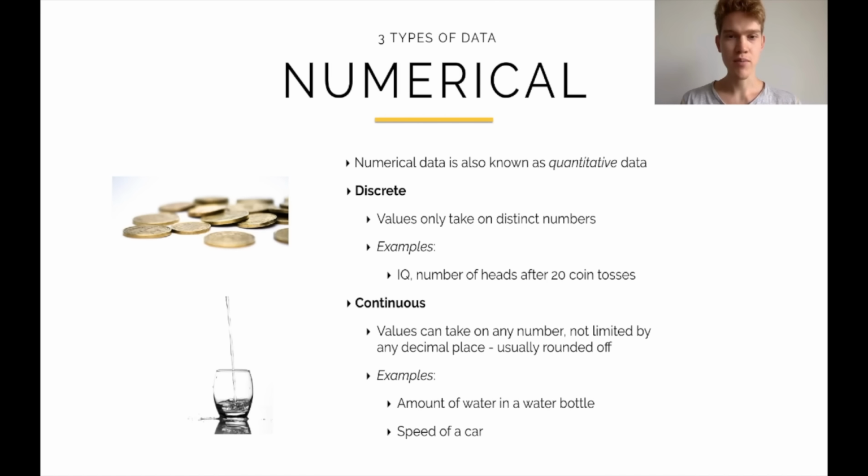So that's the discrete part of numerical data. Then we have the continuous part. And now the continuous part is really that values can just take on any number, and they're not limited by decimal place. So a value that can be like 1.1, and then the next value would be 1.2, that's not continuous. That's still discrete, because you have this step size of 0.1. Continuous means literally every number from start to finish can be taken on.